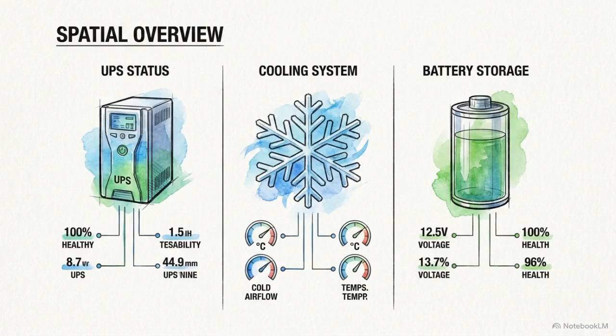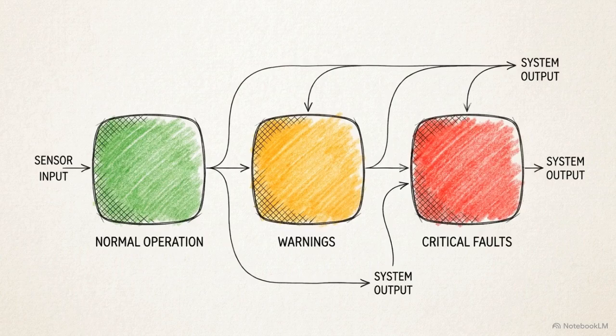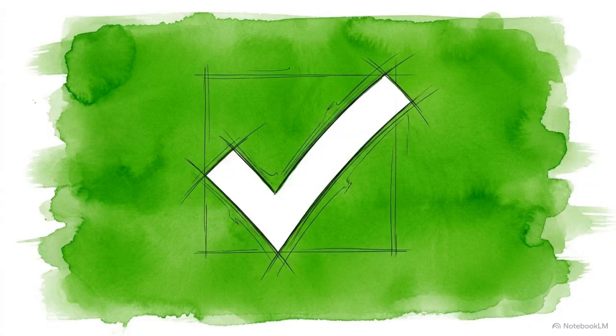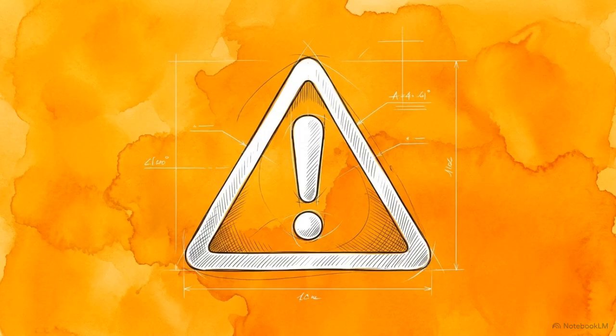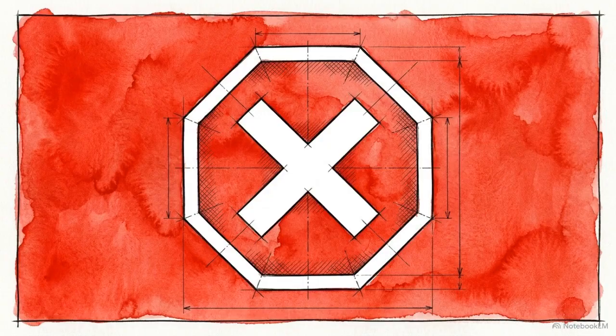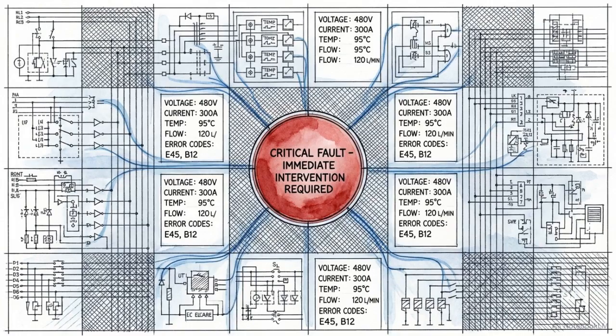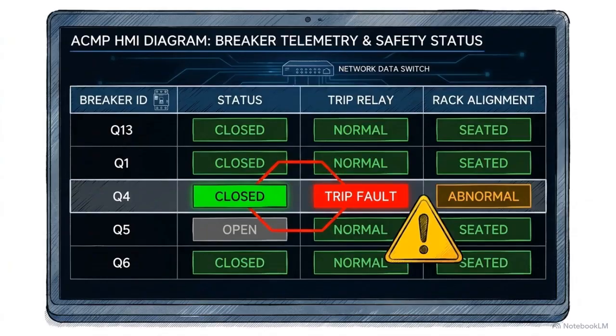The HMI overview screen is a rapid triage tool, designed to show the status of the UPS, cooling, and battery nodes at a glance. The color logic provides immediate situational awareness. Green confirms normal operation, amber signals a warning, and red indicates a critical abnormality demanding immediate intervention. For deeper electrical detail, the diagram screen translates the single-line drawing into live telemetry.